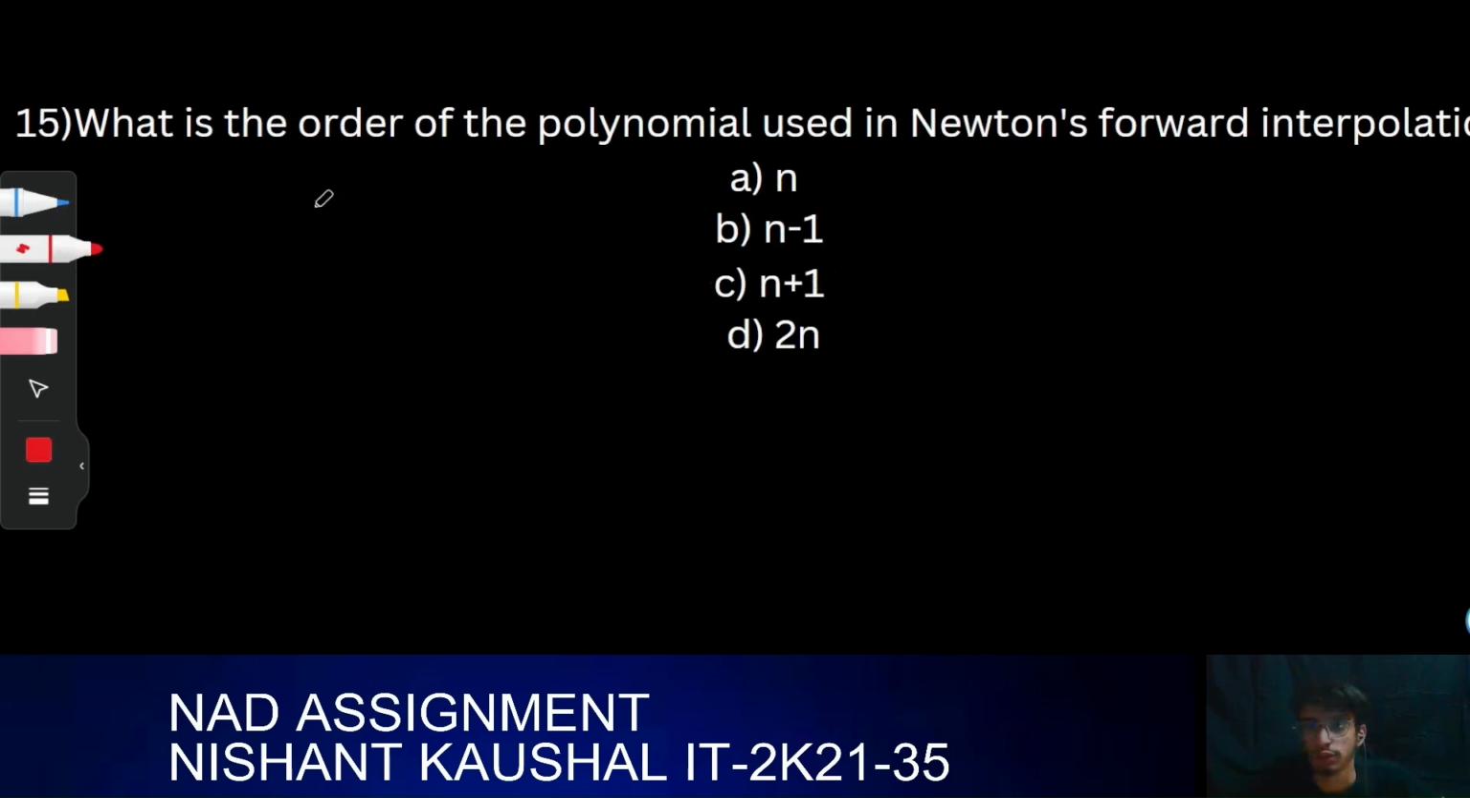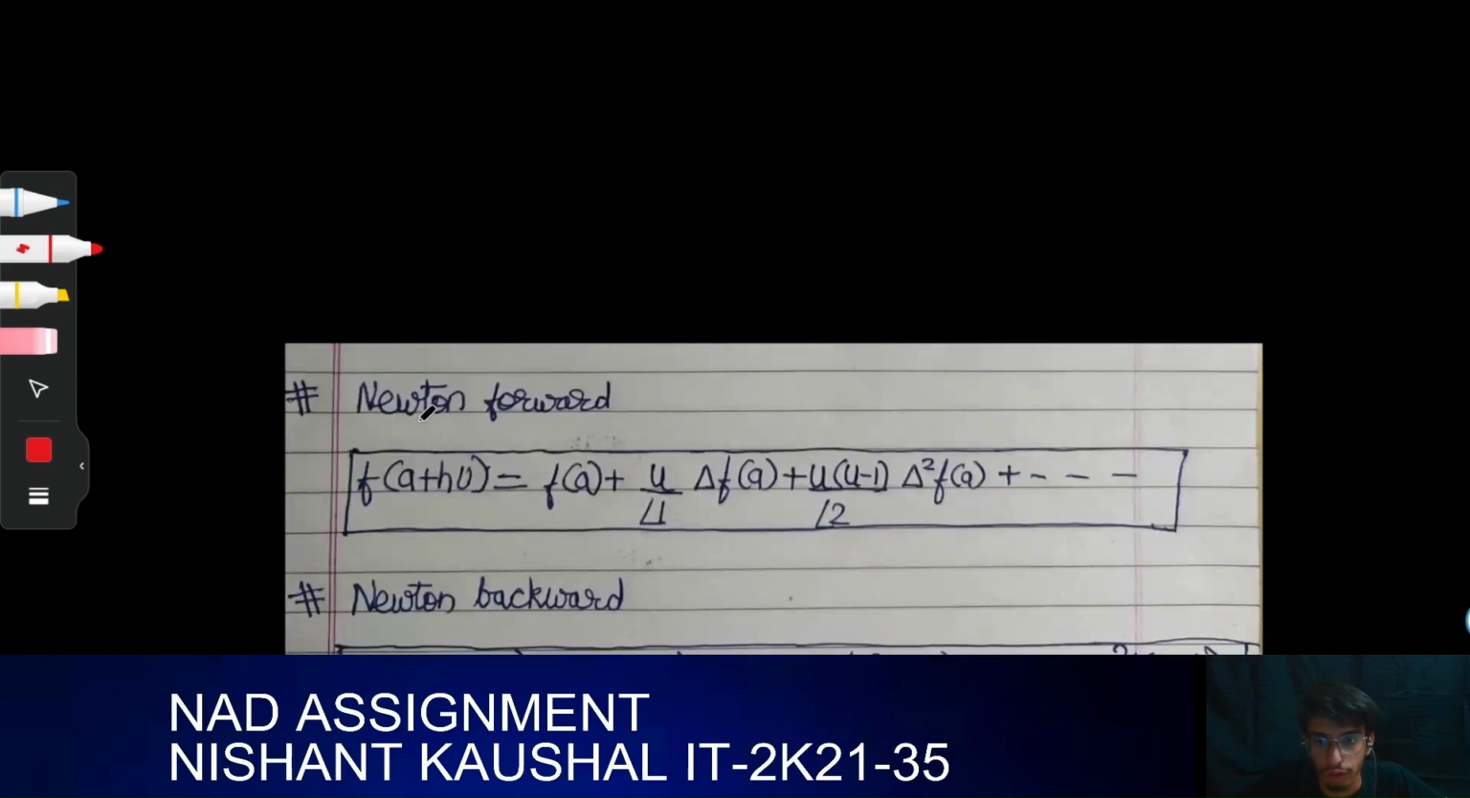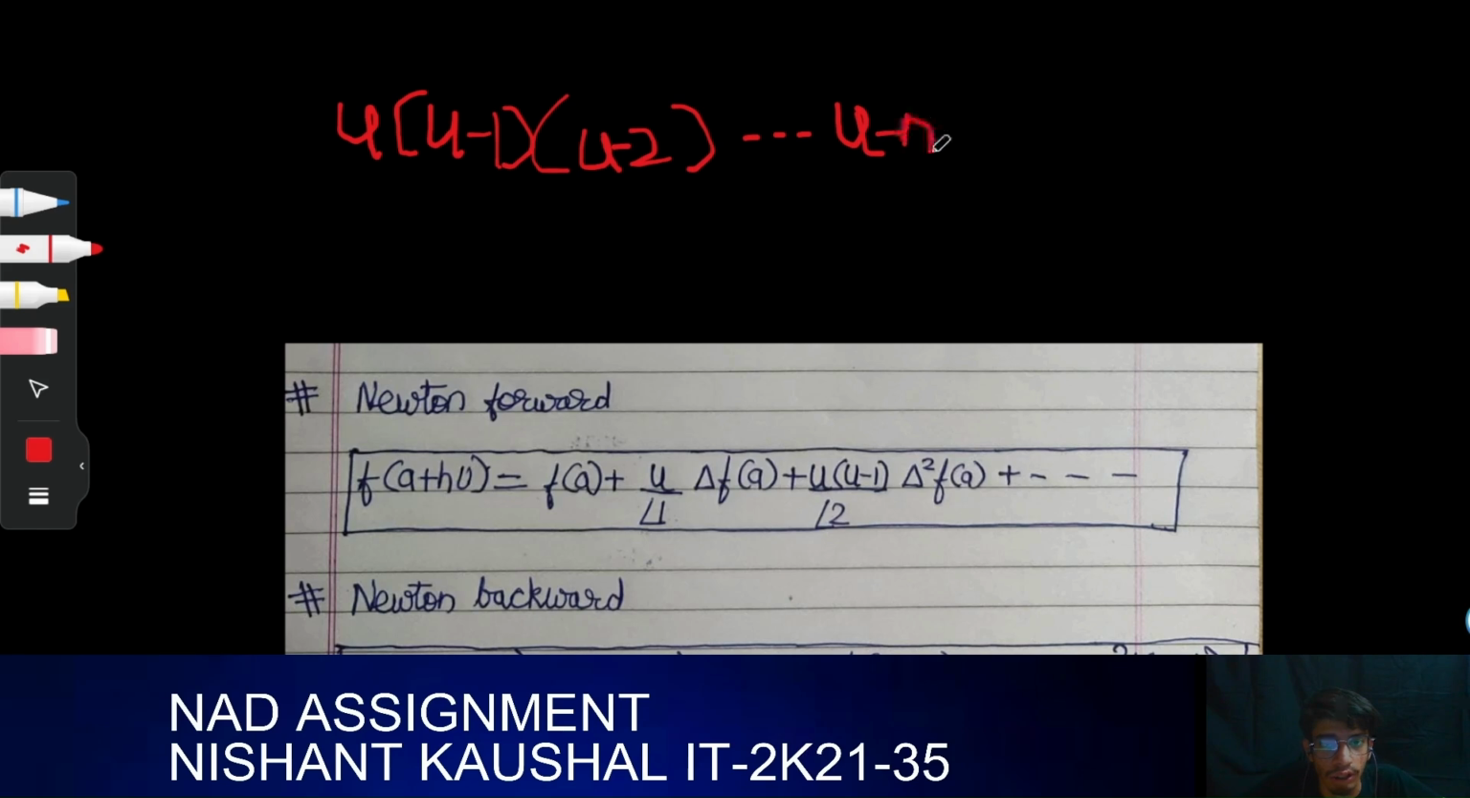So let us proceed to question number 15. Question number 15 says, what is the order of the polynomial used in Newton forward interpolation? Let us see the Newton forward interpolation formula: f of a plus h equals f of a plus u upon factorial 1 del of fa plus u into u minus 1 upon factorial 2 del square of fa. If we find the nth term of this expression, it will be u into u minus 1 into u minus 2 up to u minus n minus 1.